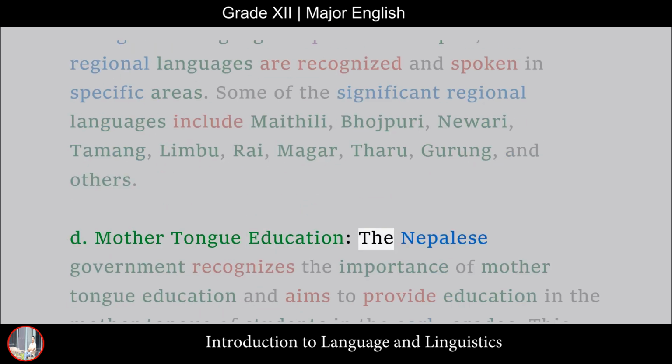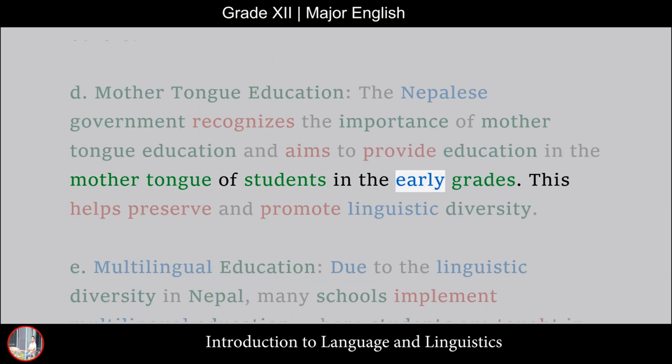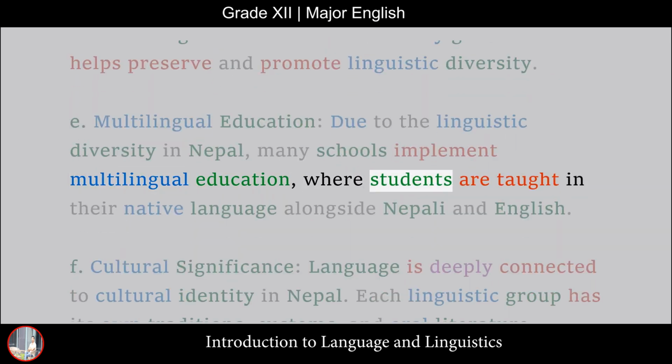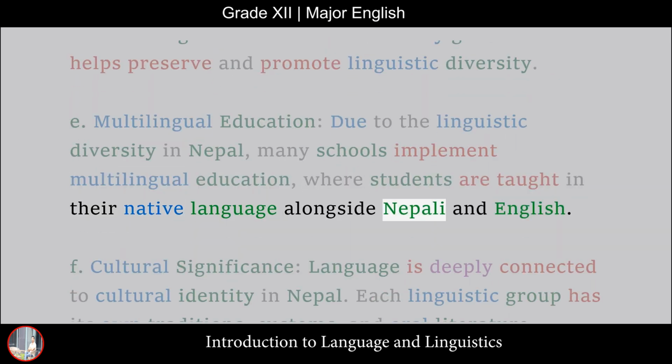Mother tongue education. The Nepalese government recognizes the importance of mother tongue education and aims to provide education in the mother tongue of students in the early grades. This helps preserve and promote linguistic diversity. Multilingual education. Due to the linguistic diversity in Nepal, many schools implement multilingual education, where students are taught in their native language alongside Nepali and English.